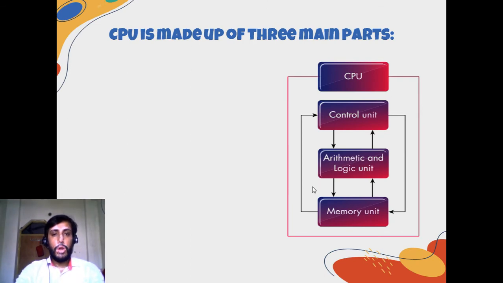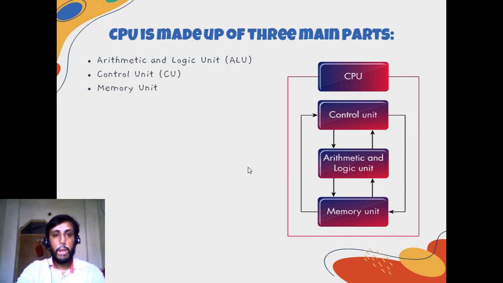The CPU is made of three main parts. The CPU has three parts: control unit, arithmetic and logic unit, and memory unit. You can see in this image that the control unit is controlling almost everything. Let me define them by points.